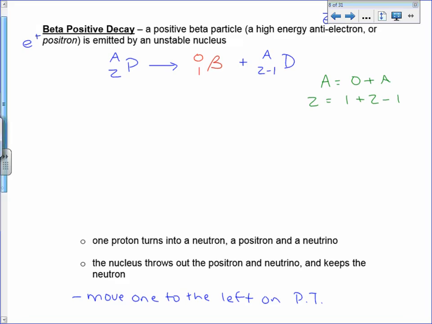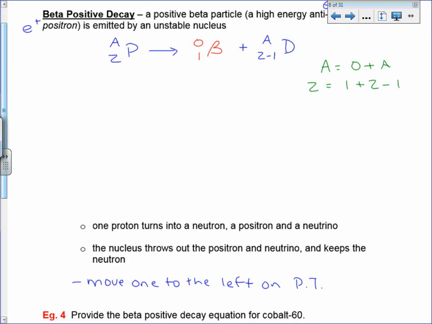A is equal to 0 plus A, and Z is equal to 1 plus Z minus 1. What happens with beta positive decay, when an anti-electron is expelled, is a proton turns into a neutron, a positive electron, like a positron, so this is an anti-electron, and a neutrino, not an antineutrino.